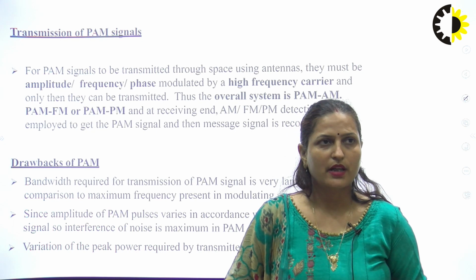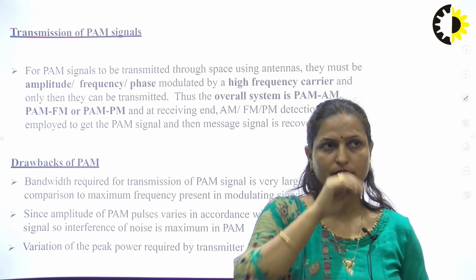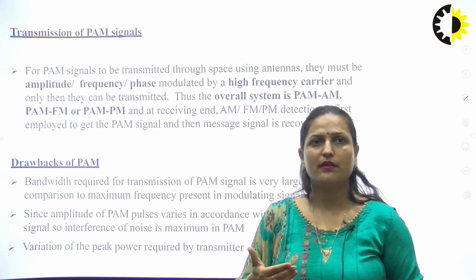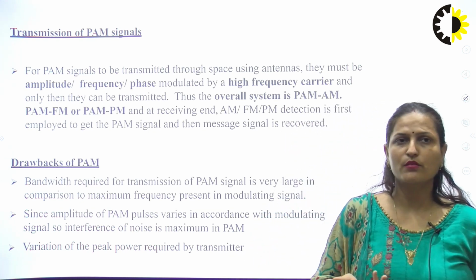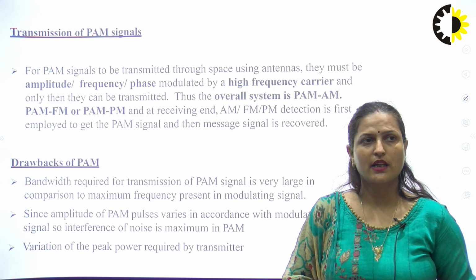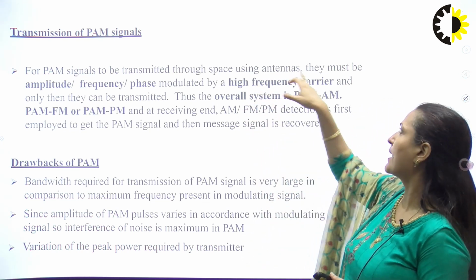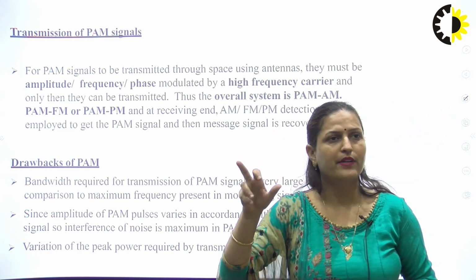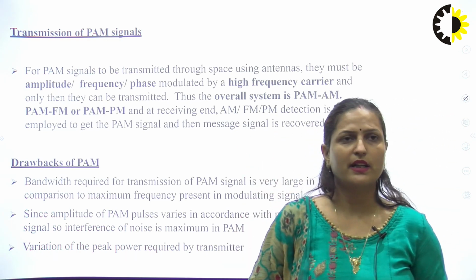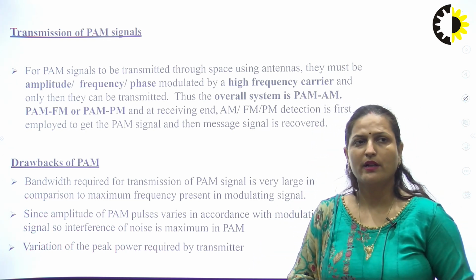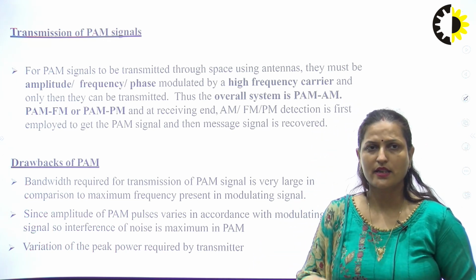So these are some points about transmission of PAM. For PAM signals to be transmitted through space using an antenna, they must be amplitude, frequency or phase modulated by a high frequency carrier, and only then they can be transmitted. So the overall system is PAM-AM, PAM-FM or PAM-PM. At the receiving end, AM, FM or PM detection is first employed to get the PAM signals, and then the message signal is recovered.